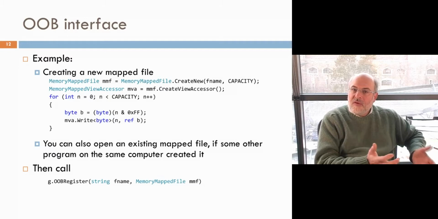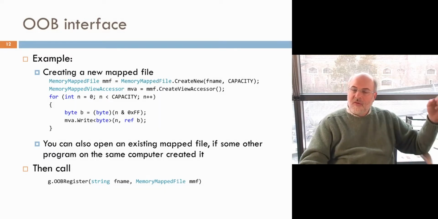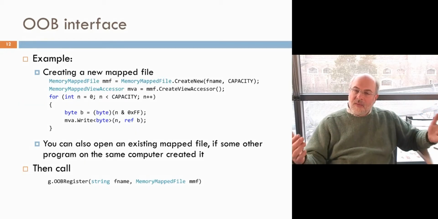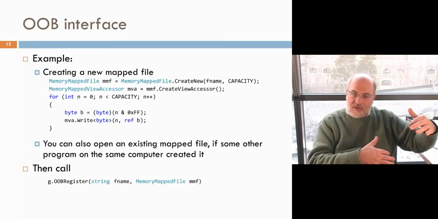But this creates a new memory map file, and you can see all I needed to do really was to give it the file name, which will be something like /temp/xyz. And the capacity would be how big the memory map file region should be, which would typically be however big you want the file to be.